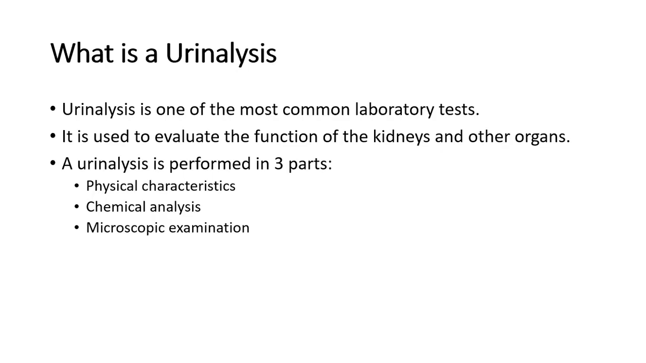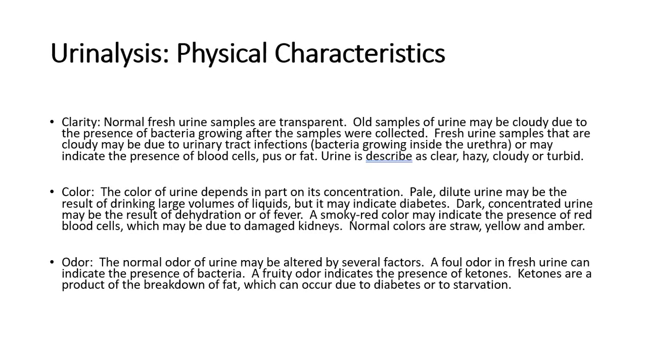Not going too much on this stuff because really this is A&P, but we look at first the clarity of the urine. How clear is it? Normal urine should be transparent, should be a light yellow color. Older samples can be cloudy because of bacteria or crystals that may be found in the urine. Fresh urine samples can be cloudy due to urinary tract infections. Okay. There may be blood cells, there may be a lot of white cells. So the urine is described as to its clarity.